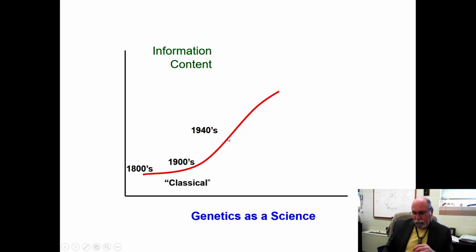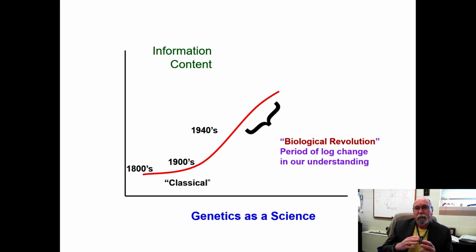But it really wasn't until about the 1940s that we saw an explosion of this information. From the 1940s into the 1960s, it was what is known as the biological revolution. And this is a period of time when all of biology, not just genetics, but almost all of biology had an explosion of information and forms. It could be in evolution, it could be in physiology and biochemistry and genetics and anatomy. All these areas, there was just a huge amount of information explosion out there.